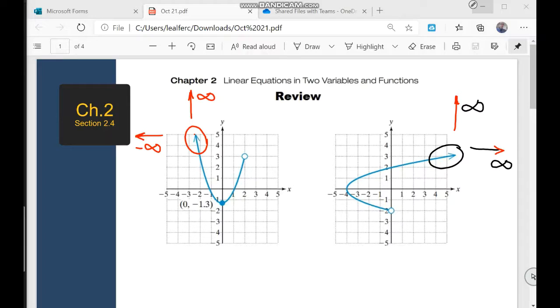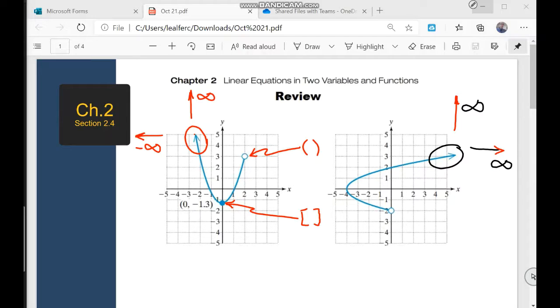Another trap, another trick, is the dot. You have closed dots, and this is a closed dot. If you have closed dots, you represent the domain using brackets. And if you have open dots, you represent the domain and the range with parentheses. Okay? So the three traps are here: the arrow, the closed dot, and the open dot.